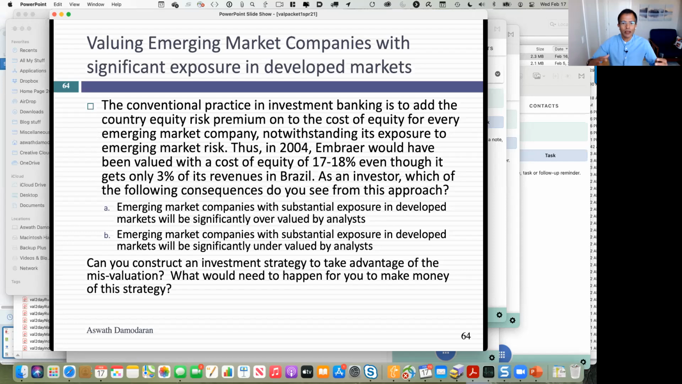So you see what I'm saying? Analysts are just taking the bludgeon approach. They're taking every Brazilian company, giving it 7.89%. Every Indian company giving it the Indian equity risk premium. And you're looking at companies like Embraer and TCS that get the bulk of their revenues outside the emerging market from a developed market. Are these analysts going to under or overvalue those companies?